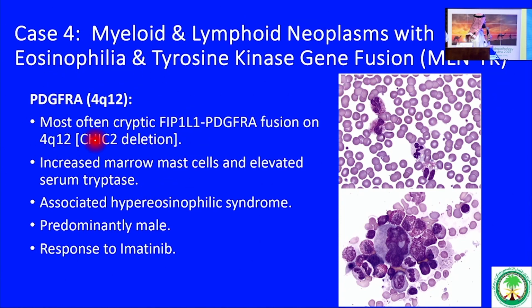The good thing for PDGFR alpha, they respond to TKI like imatinib. This patient also had JAK2, so he will also be eligible for a JAK2 inhibitor. So this is one of the usefulness of molecular tests. Even without a bone marrow, we found the diagnosis, and the patient is eligible for 2 medications.